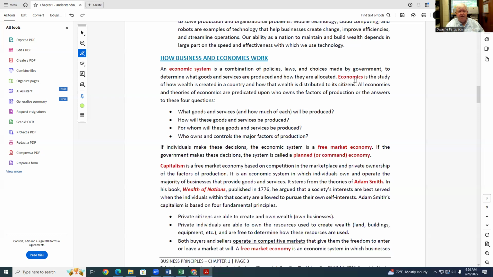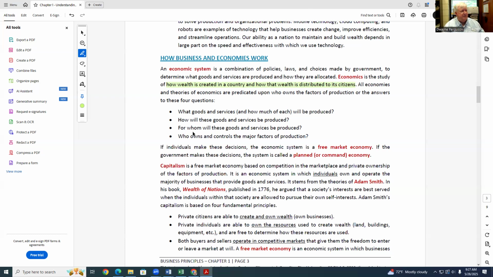For a minute. Economics is just talking about the way wealth is created and how it's distributed. So that's all we're talking about in the definition of economics. How is wealth created in our country and how is it distributed out to the citizens of our country?